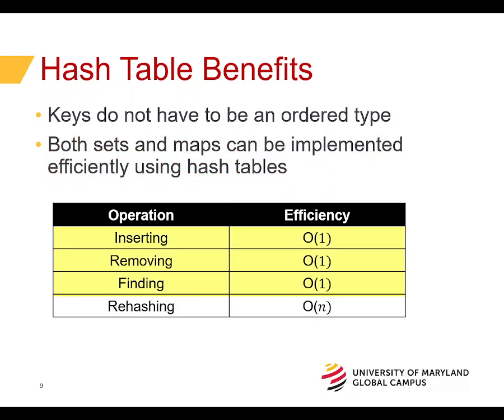And because inserting and removing and finding elements all involve computing a hash code, possibly searching a short list of collisions, and then an array access, all of them are essentially constant. Rehashing is a linear operation because all of the elements of the table need to be rehashed. As we mentioned, this operation should not occur too frequently. Also, its cost is amortized over all operations.